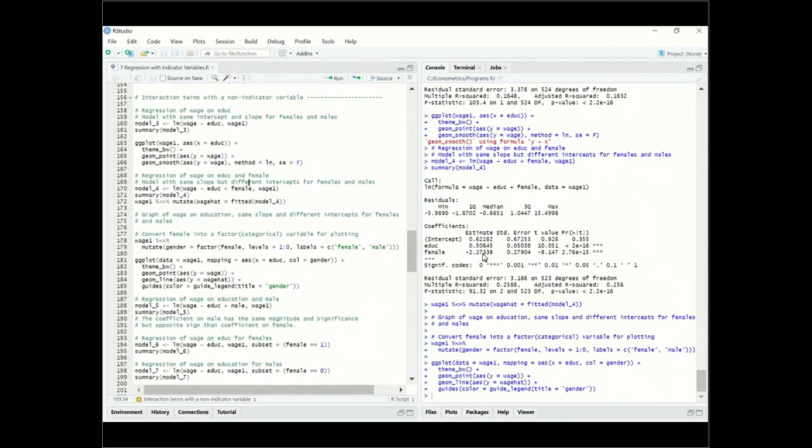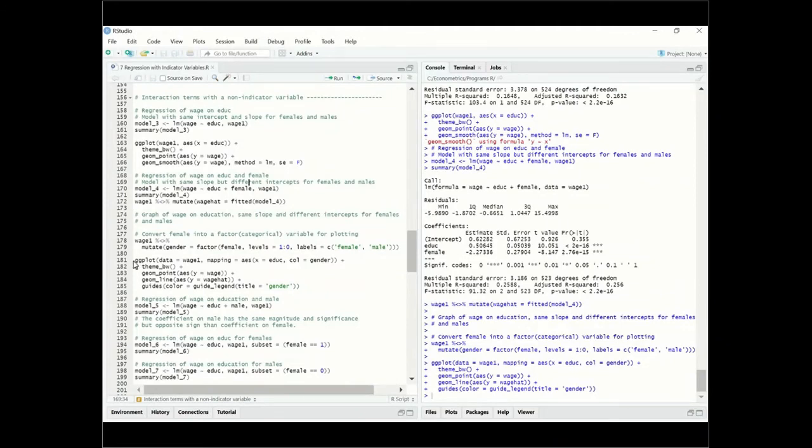So in order for us to plot this on a graph, first of all, let's convert the variable female into a factor or a categorical variable for plotting. We will convert it to a factor variable. We're going to pick up the variable female, say that it has two levels, 1 and 0. We would be labeling it as female and male, and then we would be calling this new variable gender, and including it back into the data set.